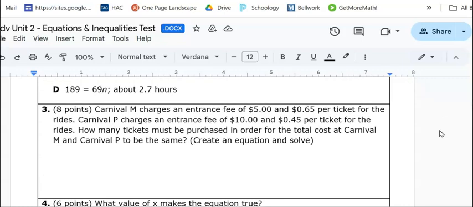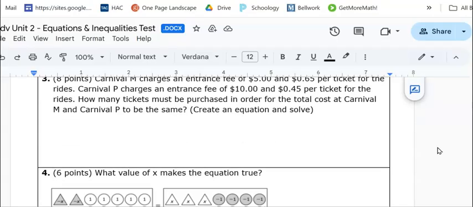Carnival M charges an entry fee of $5.65 per ticket for the carnival rides. Carnival P charges an entry fee of $10.45 per ticket for the rides. How many tickets must be purchased in order for the total cost at Carnival M and Carnival P to be the same? Create an equation and solve.